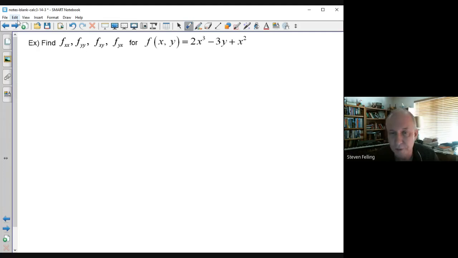All right, so more examples. You could go ahead and pause the video and then unpause and see if you can find these second partial derivatives correctly. And I'll show you the work for these.